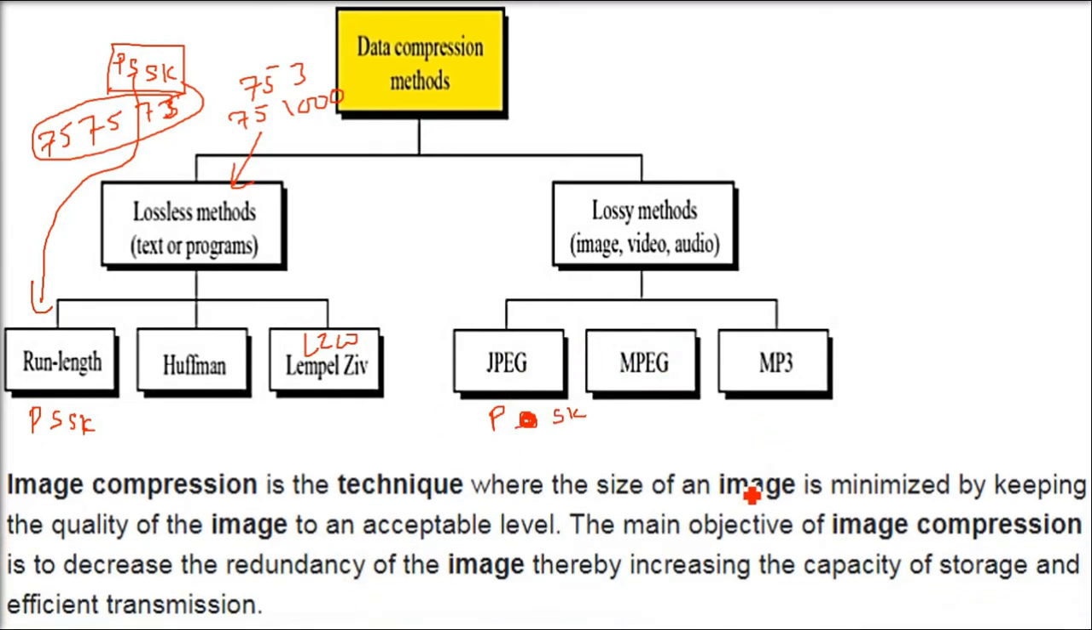So this is a technique. Image compression is a technique where the size of the image is minimized while keeping the quality of the image at an acceptable level. You cannot just reduce it so that the image is not seen properly. The main idea or objective of image compression is to decrease the redundancy of the image, which is always there in that image. And we can increase the capacity of the storage, and then in turn we get very efficient transmission also.